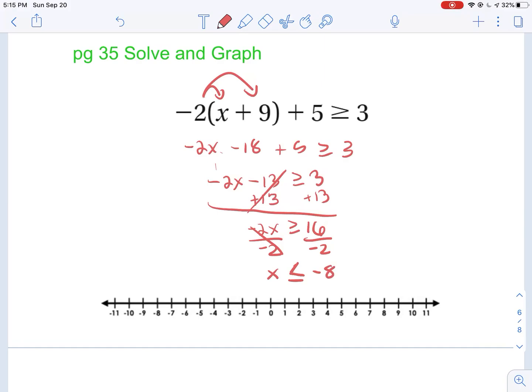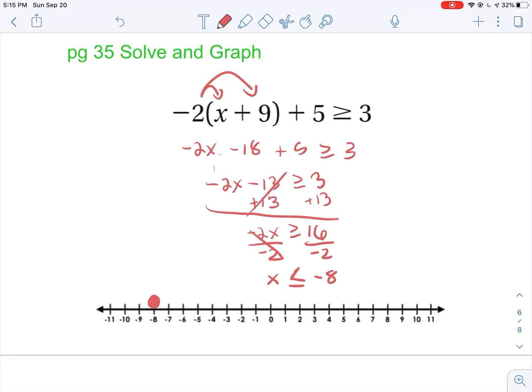So now I have the answer, x is less than or equal to -8, meaning I go to where -8 is, and this time I have what's called a closed circle, meaning it is shaded in, okay? And that means -8 is included in the answer key, okay? We could substitute -8 and get a true statement. And we want all the x's less than it, and that goes in that direction. Make sure you include your arrowheads.